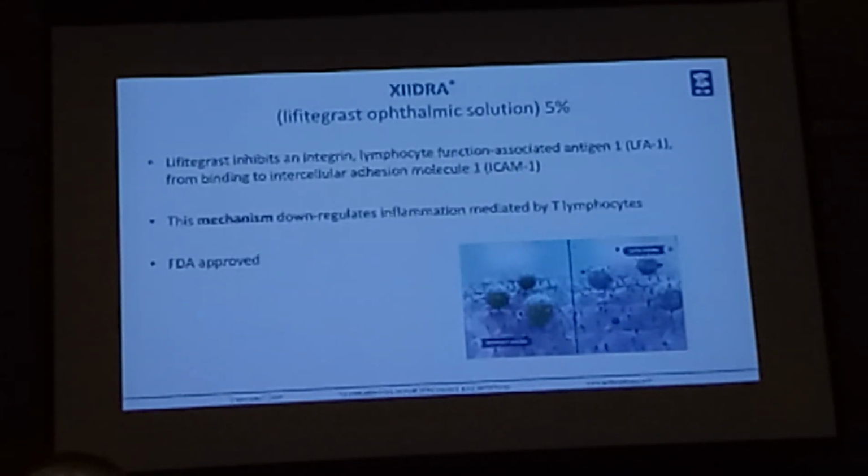Xiidra is another, a new drug which has come out, and this is again FDA approved. So there are only 2 drugs, cyclosporin and Xiidra. Xiidra is lifitegrast. It inhibits the integrin lymphocyte function-associated antigen 1 from binding to intercellular adhesion molecule 1, and this mechanism downregulates inflammation mediated by the T lymphocytes.